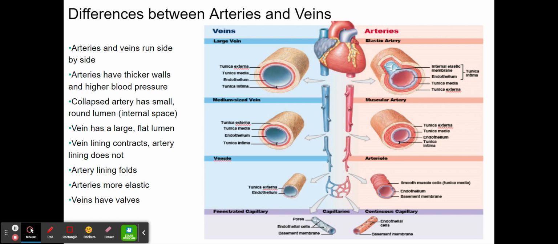Arteries and veins supplying the same region lie side by side. In sectional view, you can distinguish arteries and veins by the following features. Vessel walls in general: the walls of the arteries are thicker than those of the veins. The tunica media of an artery contains more smooth muscle and elastic fiber than does that of a vein.